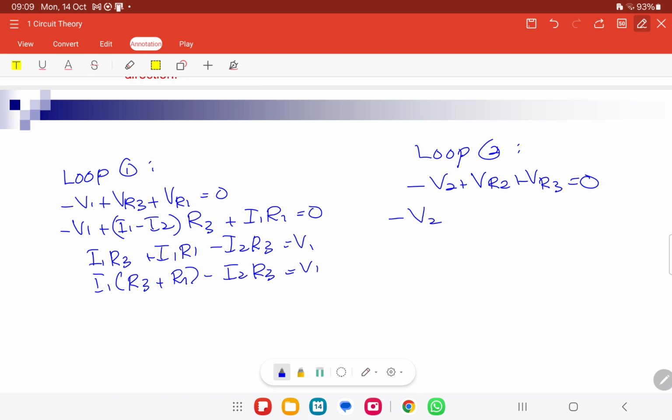Guna value yang dia bagi tu kan, V1 15, V2 7 tu. Masa tulis equation ni, kalau nak masukkan terus value pun boleh. Contohnya minus V2 tu tolak, jadikan minus 7 terus.